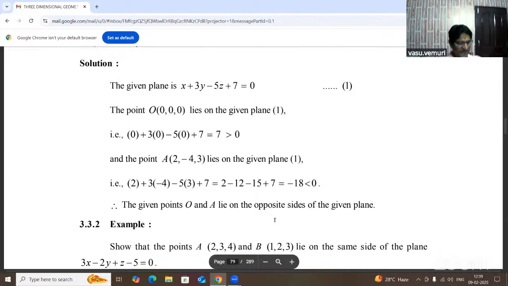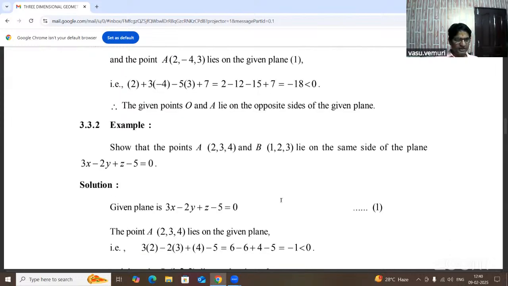So the points lie on opposite sides. For the given points O and A, one is greater than 0 and the second is less than 0. Greater than and less than means opposite signs. Both less than 0 means the same sign. Both greater than 0 means the same sign. But here, the first point substituted in the given plane gives greater than 0, and the second point substituted in the given plane gives less than 0. So both have opposite signs. When both are less than or both are greater than 0, that is the same sign. Just like that, this is the same manner.